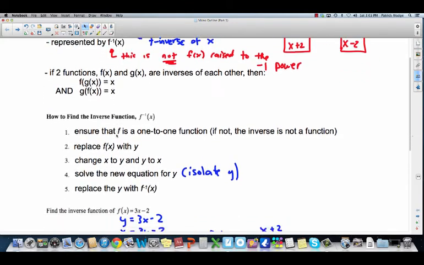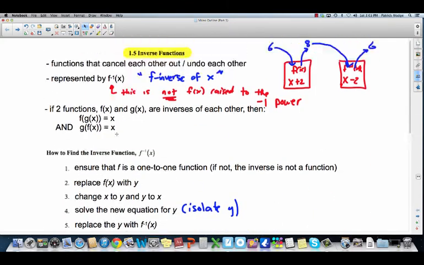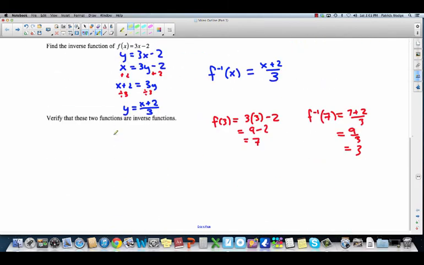So how do we show that two functions are inverses of each other? We show this right here. We find f of g of x and we find g of f of x, and we see if they both equal x. In this case, we don't have g, we have f inverse. So here's what I do. I want to know if this function and this function are inverses. So I have to find the composite functions of both of them. So I have to find f of f inverse of x.